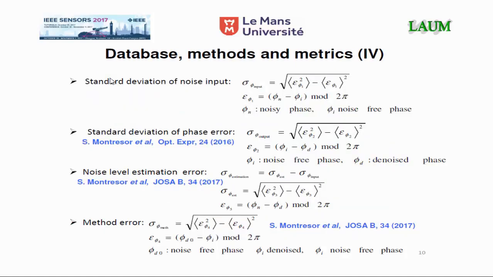Here are the formulations of the metrics we have used. We have the classical standard deviation of phase error between the denoised phase and the initial noise-free phase. The method error, which is a standard deviation between the noise-free phase and the noise-free phase denoised, and also the noise level estimation error, which is the difference between the real signal-to-noise ratio, standard deviation of input, and standard deviation computed on the noise extracted from the process.